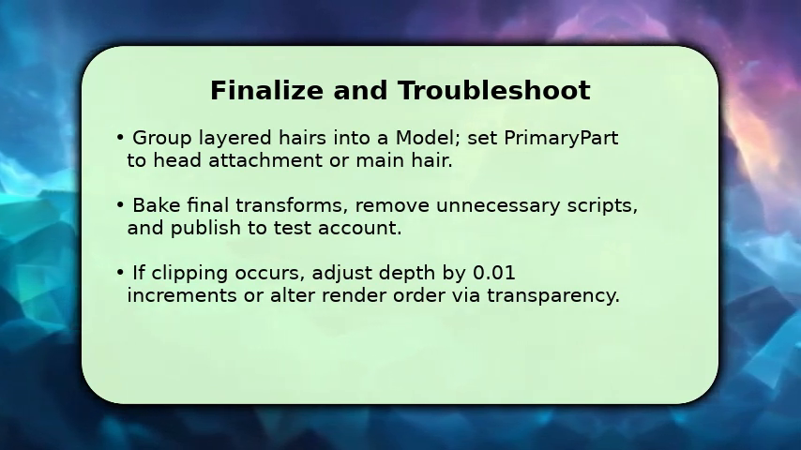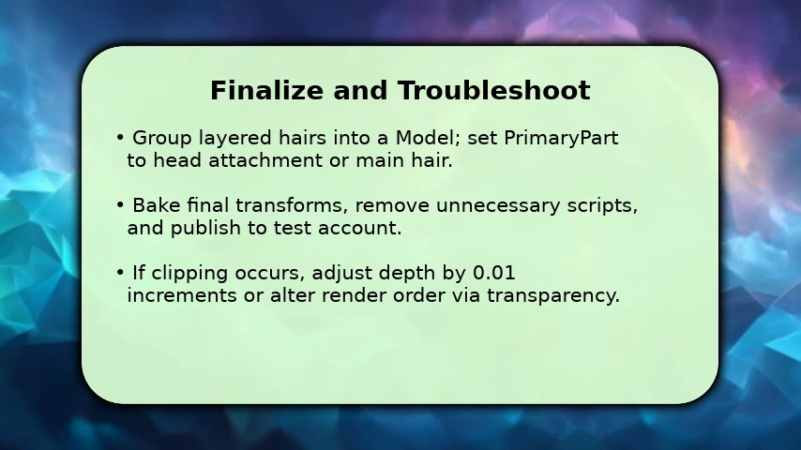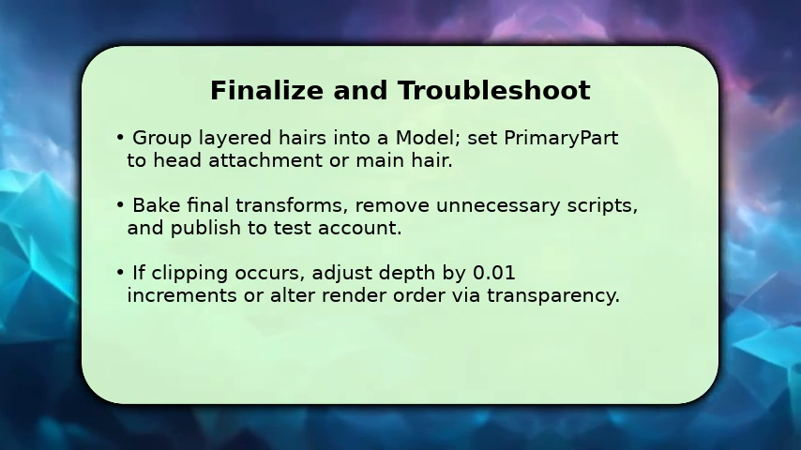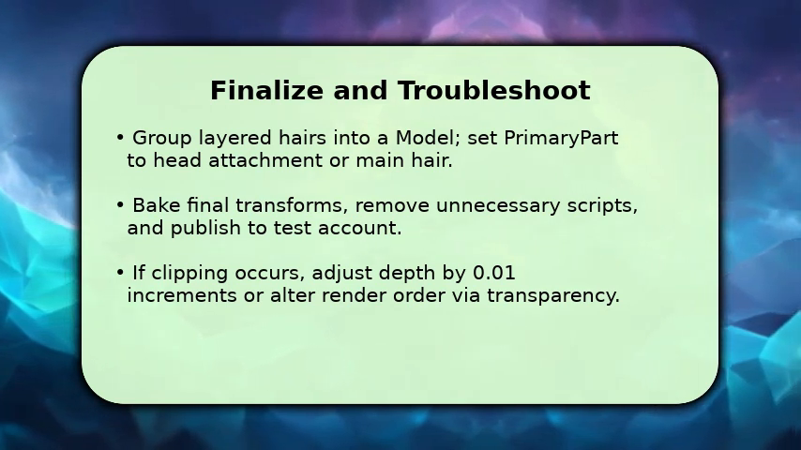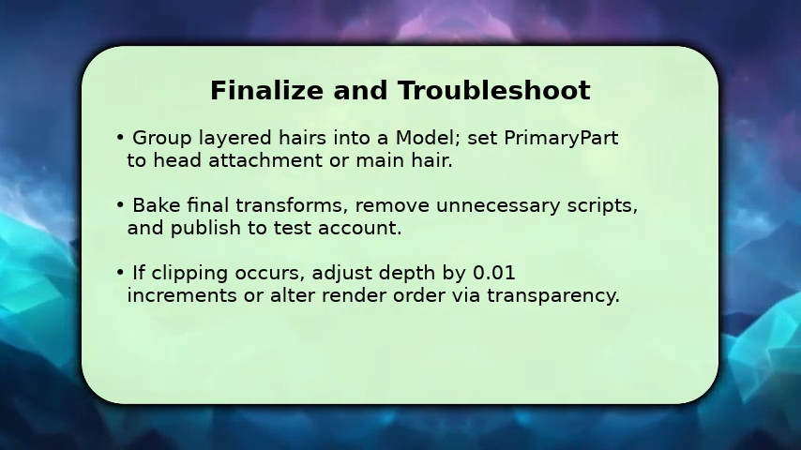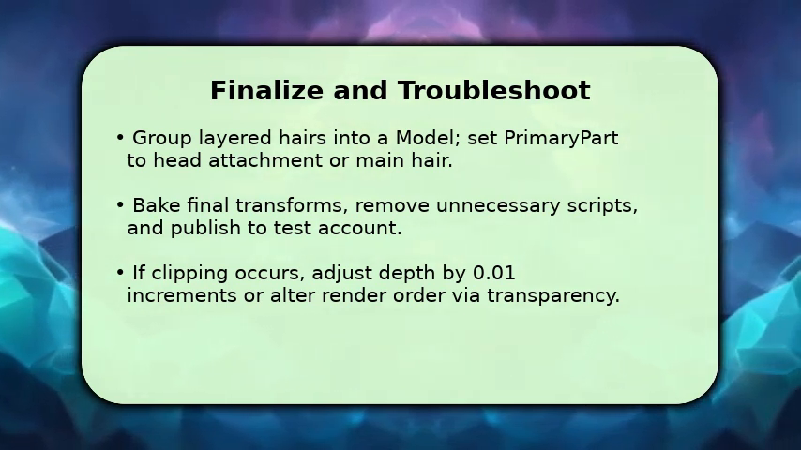If you encounter clipping or flicker, slightly offset problematic pieces by 0.01 to 0.05 units or tweak collision and transparency. That small nudge usually resolves overlap and render order issues quickly.